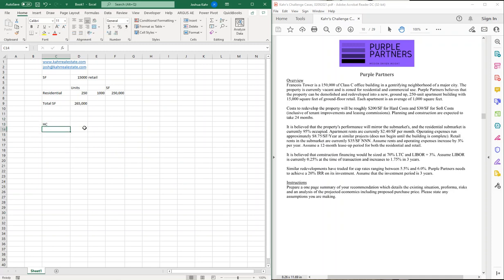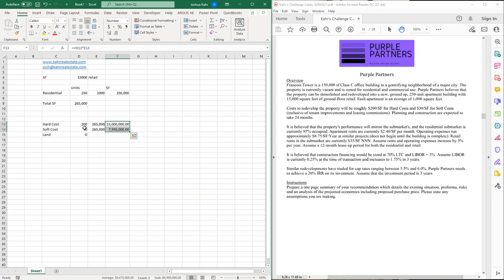Hard cost, soft cost, and we're going to need a line for land. And I'll type that out. Hard cost is 200, soft is 30, land is right now zero. If the square footage is 265 of what we're building, then that's what we're spending to build it. It's millions of dollars, 53 million for the hard, 79 for the soft. Land, again, we have zeroed out. We're not going to worry about that right now. That's just going to be zero.